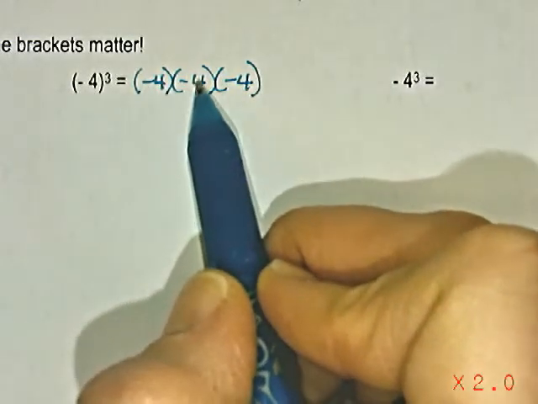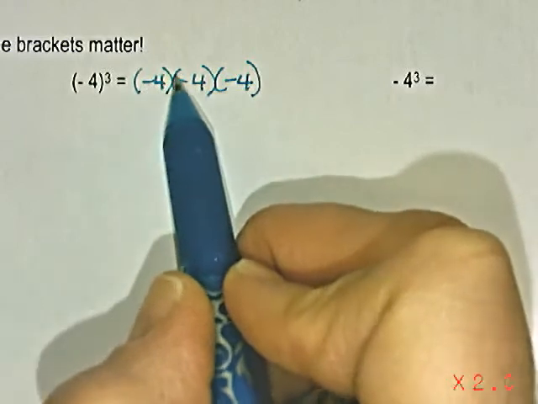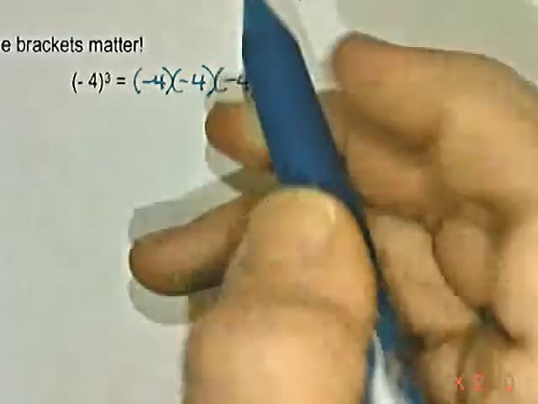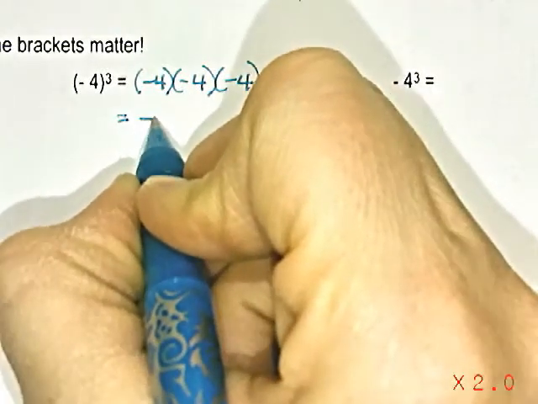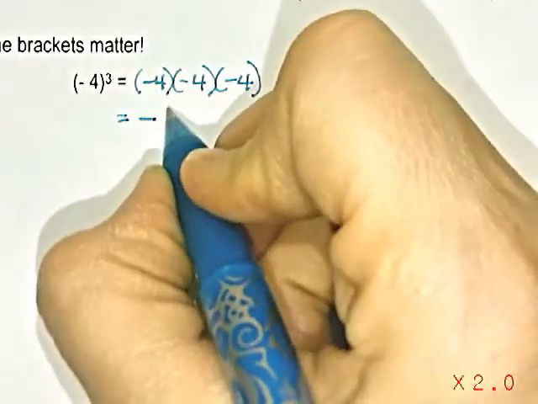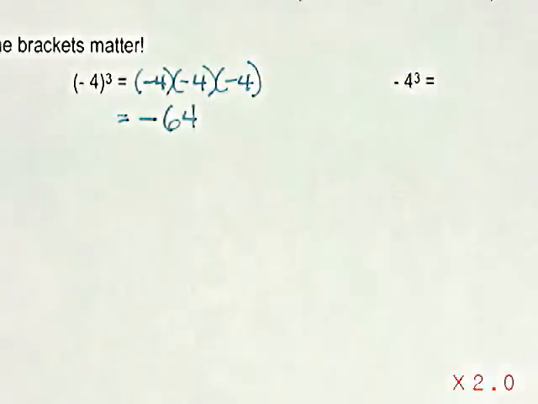So a 4 times 4 is a 16. Negative times negative is positive. Times another negative, 3 negatives make it overall negative. And 4 times 4 times 4, 16 times another 4, is negative 64.